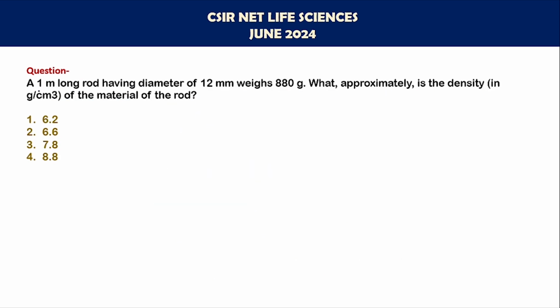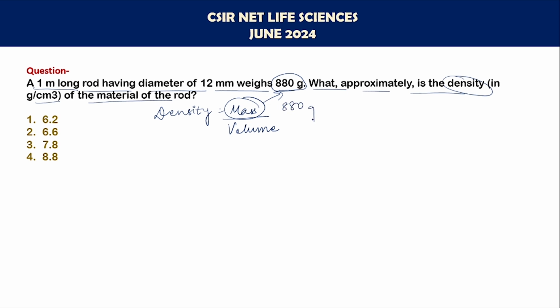Next: a 1 meter long rod having a diameter of 12 mm weighs 880 gram. What approximately is the density in gram per centimeter cube of the material of the rod? First of all, you have to calculate density. So in your mind the formula of density should come, that is density is equal to mass by volume, right? Now what else is given? Mass is given, that is 880 gram.